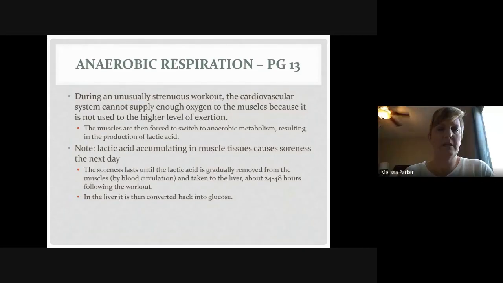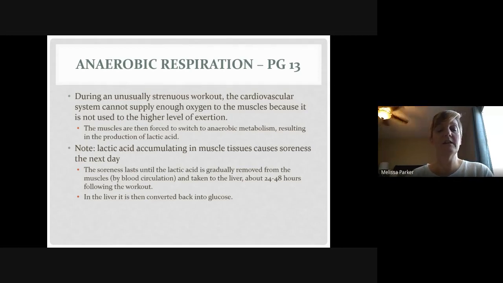Okay. So during an unusually strenuous workout, the cardiovascular system cannot keep up with the oxygen to the muscle because it's not used to those higher levels of exertion. So the muscles are then forced to switch to anaerobic metabolism, resulting in the production of lactic acid. Note, lactic acid accumulating in the muscle tissue is what causes soreness the next day. The soreness lasts until the lactic acid is gradually removed from the muscle by blood circulation, and then it's taken to the liver, which takes about 24 to 48 hours following the workout.